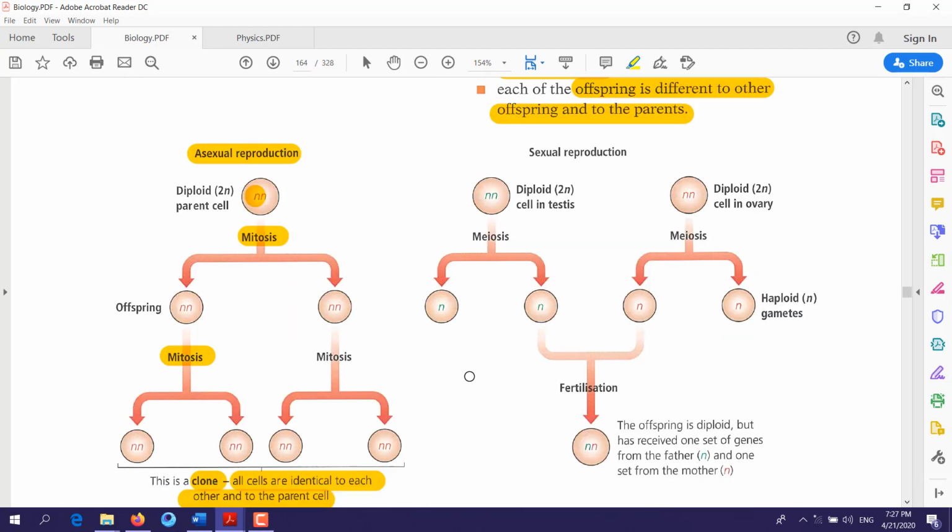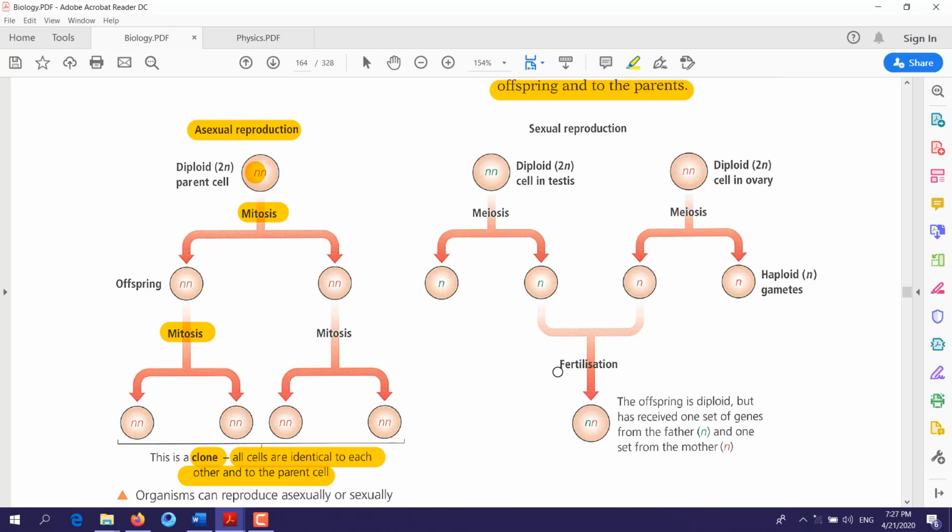Then, if we come to sexual reproduction, in sexual reproduction we say 2 parents are required. Now, 1 parent, 2 parents, okay? Here, this represents the male, because here it says diploid cell in testis. It's for male. While here it's diploid cell in ovary for female.